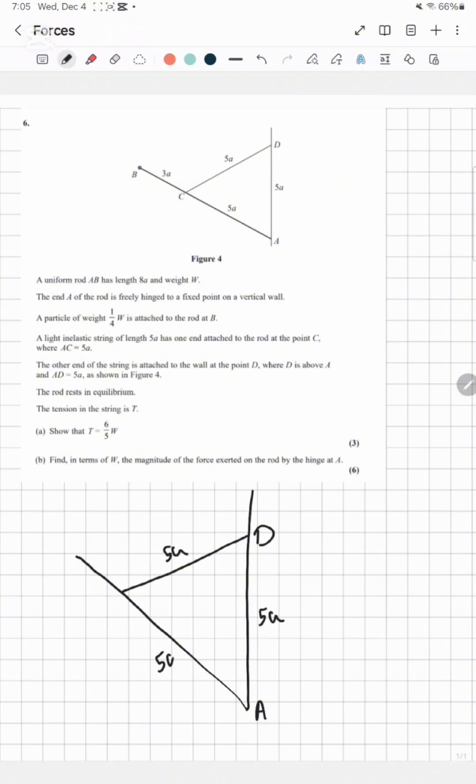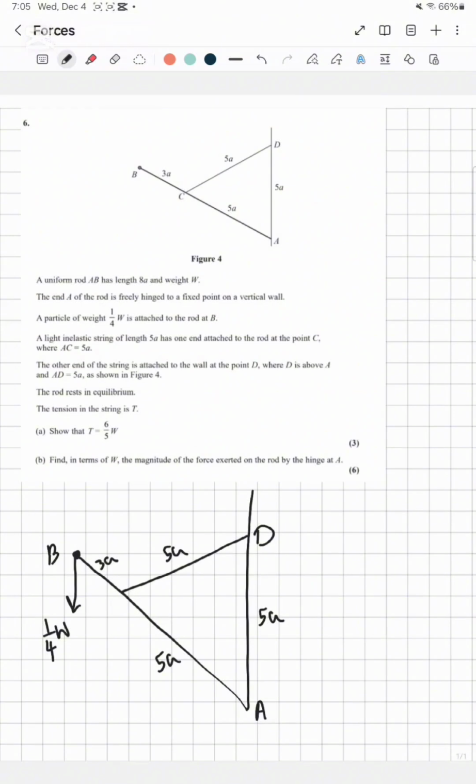This is 5A, 5A. This is 3A, and they say that a particle of weight 1/4 W is attached to the rod at B. So there's a weight of 1/4 W at B, and they say it's a uniform rod AB. So when they say uniform, the total length of AB is 8A, right?